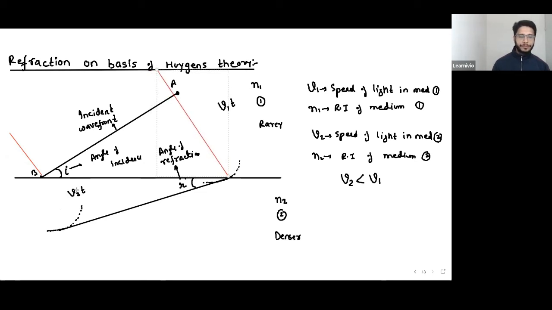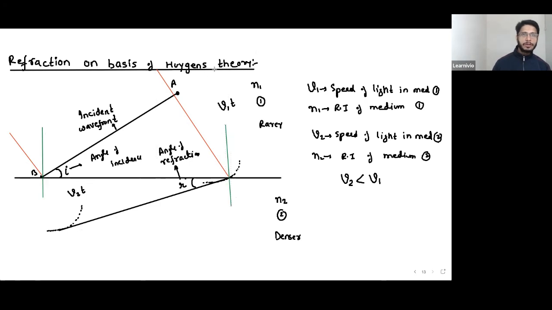This is the incident ray. Next, you have to draw the refracted ray. First, draw the normal. This is the normal. So to draw the refracted ray, you need to draw the normal over this refracted wavefront.